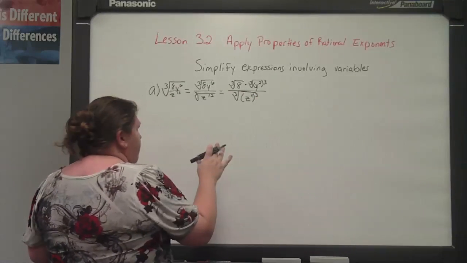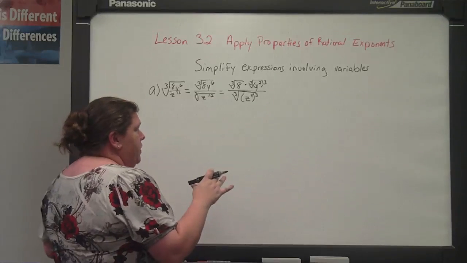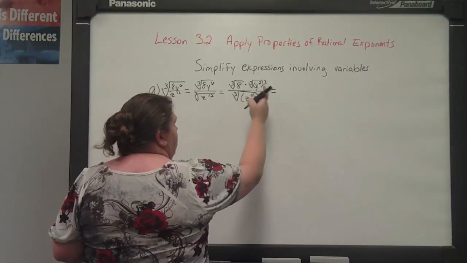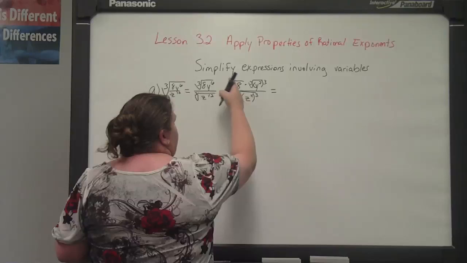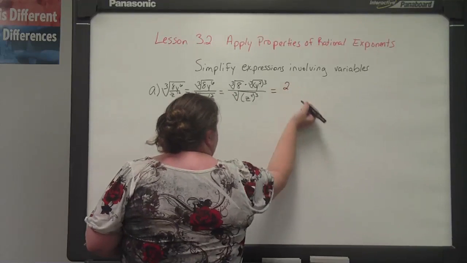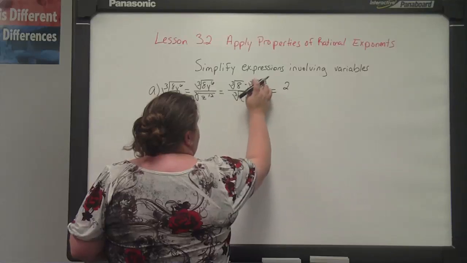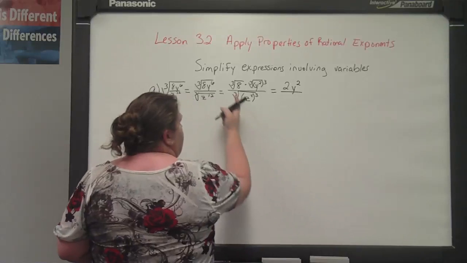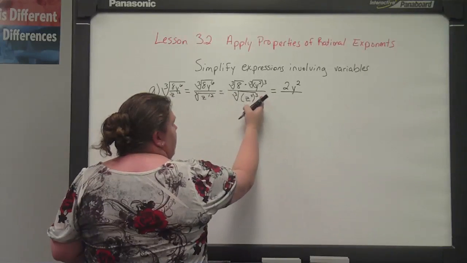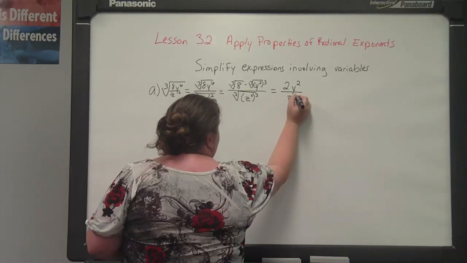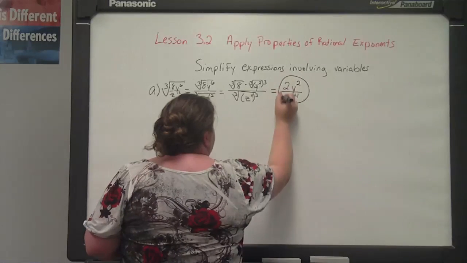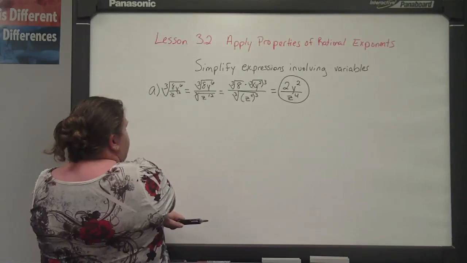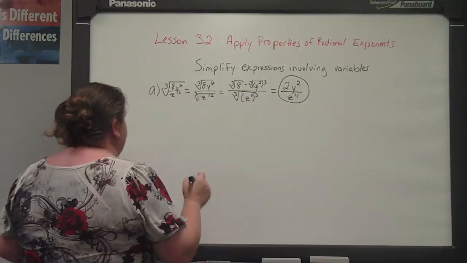Now the reason why it helps to write it in that form is because the cube root cancels out the cube. The cube root of 8 gives us 2. And because the cube root cancels out the cube, what we have left is y squared. Again, this cube root cancels out this cube, and so we have z to the 4th. And so this is simplifying the expression of the cube root of 8 y to the 6th divided by z to the 12th.